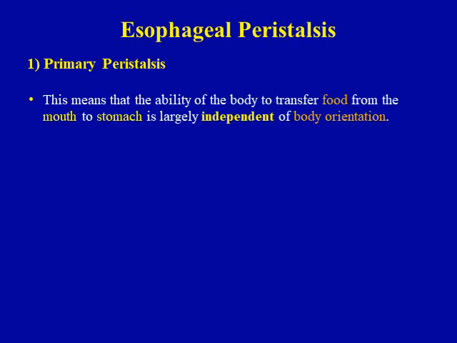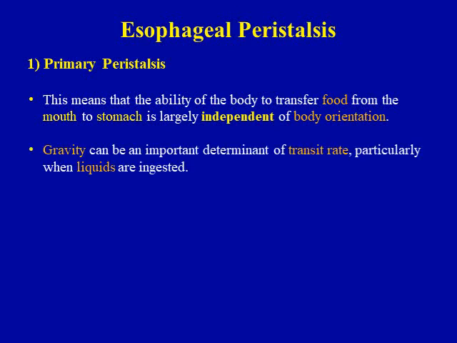Primary peristalsis means that the ability of the body to transfer food from the mouth to the stomach is largely independent of body orientation. So we don't depend on gravity to swallow food, or in primary peristalsis we don't depend on gravity. However, gravity will help liquids. Gravity can be an important determinant of transit rate, particularly where liquids are ingested. It has little effect on swallowed solids.